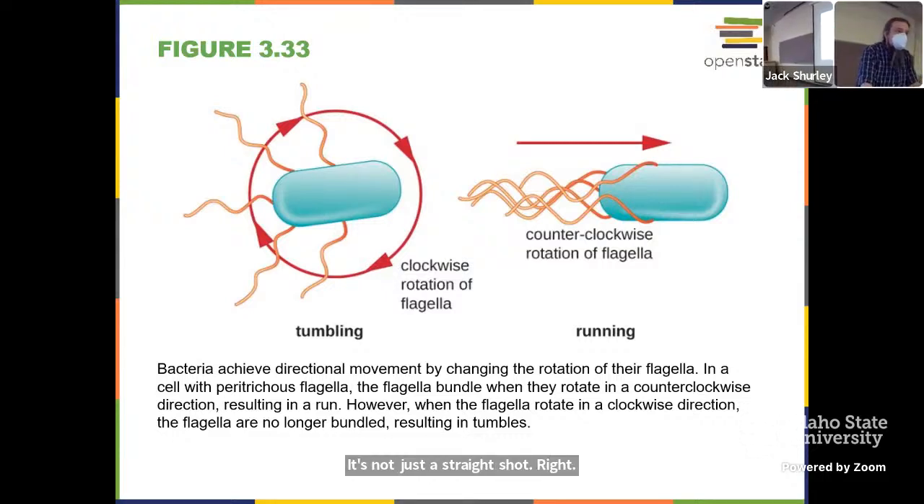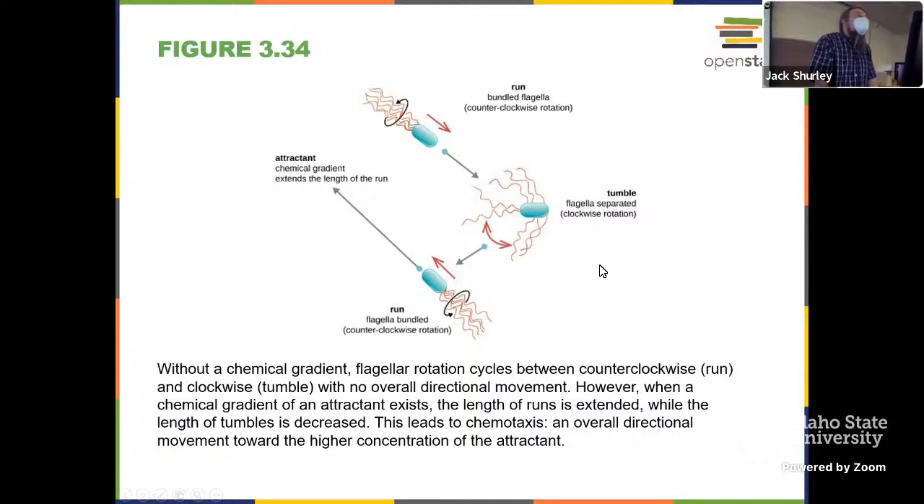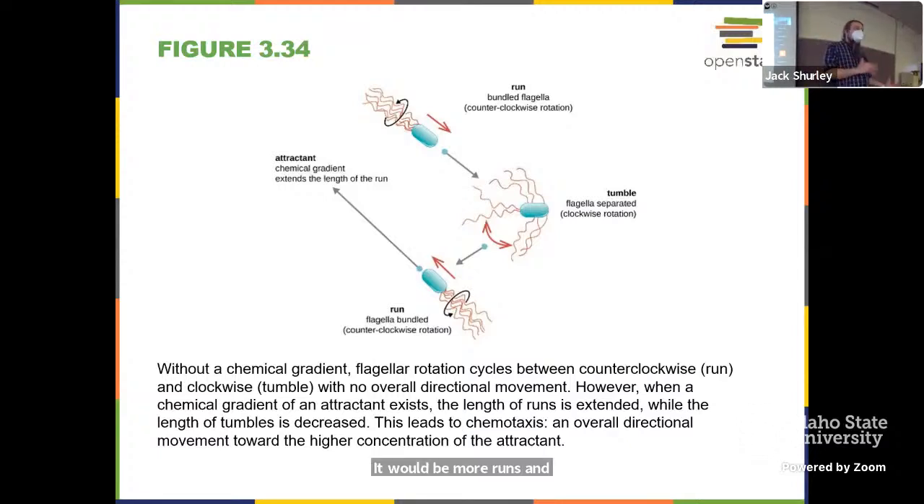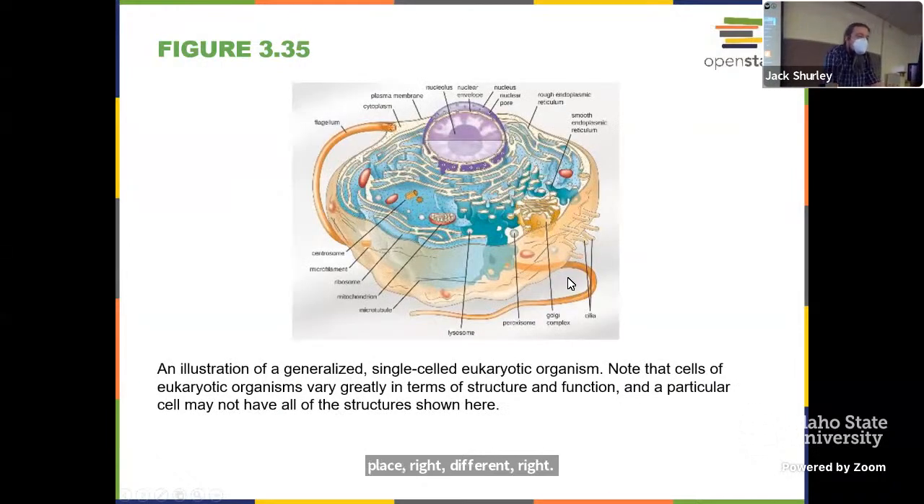Many turns. But there's definitely, in the presence of some sort of stimulus, if it could sense maybe some foodstuffs or something like that, it would be more runs and fewer tumbles than if it's just hanging out in a flask, minding its own business. It's going to be running and tumbling and just all over the place. Different, as far as how it gets there and what it's doing.